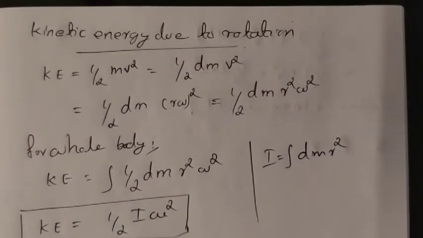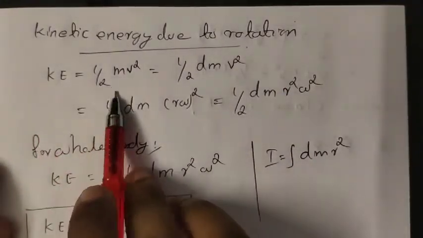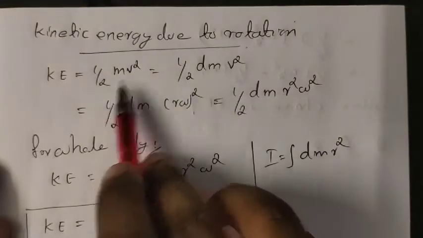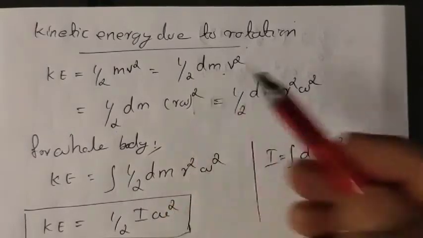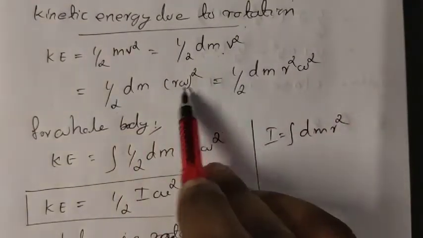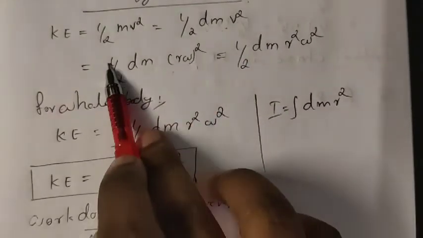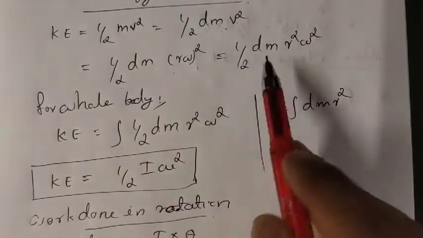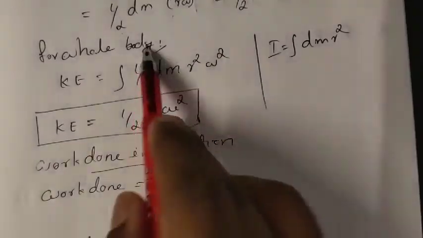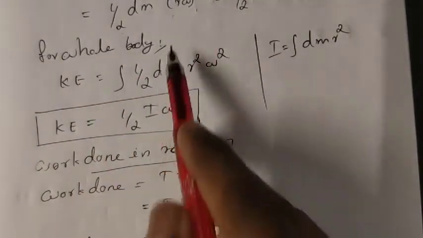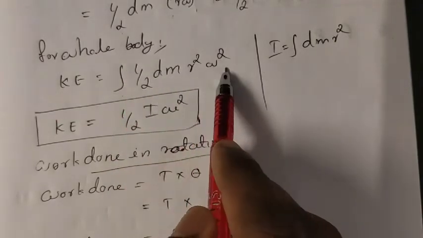The next topic is kinetic energy due to rotation. We know that kinetic energy K is half m v square. Here, instead of m we use the elemental mass dm, and v is equal to r omega. So we get half dm r square omega square. Then, to consider the whole body, we integrate: the integral of half dm r square omega square.